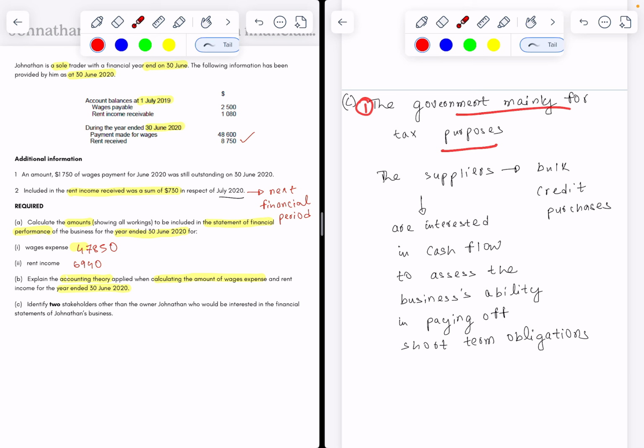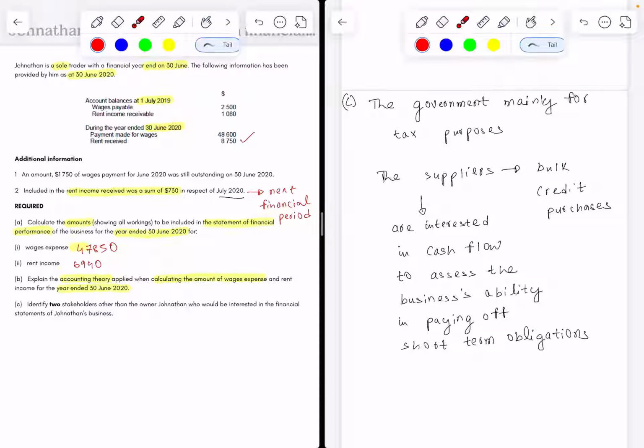Then we can also have our suppliers with whom we want to enter into arrangements for bulk credit purchases. And therefore, these suppliers would assess your financial statements to mainly look whether you have sufficient cash to pay them off in the short run, all right? So you could talk about these two stakeholders.